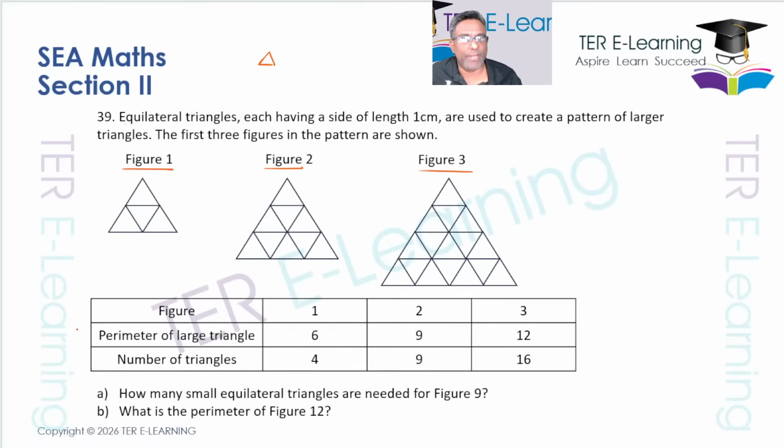Now we have a table here where we have the 3 figures. We have the perimeter of the large rectangle. We have the number of triangles that we're using to make this thing here, right? How many small equilateral triangles are required for figure 9? Now, please have a look at this.